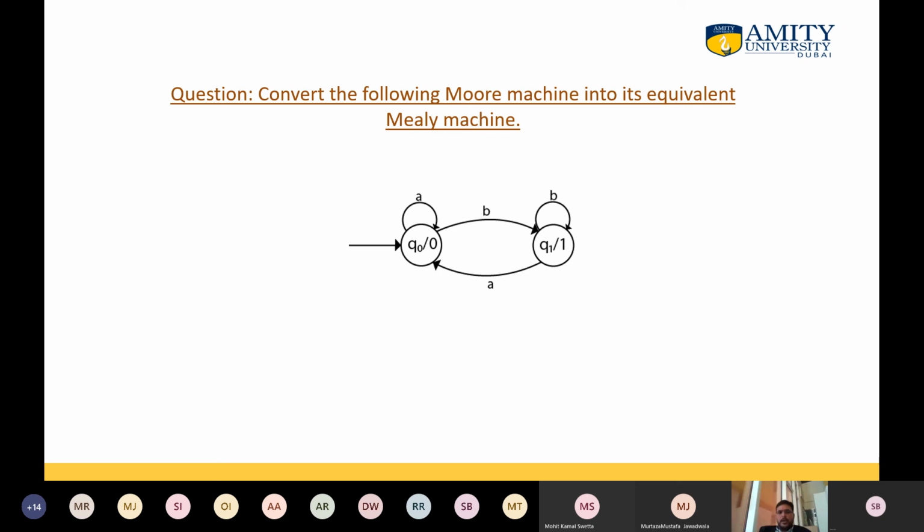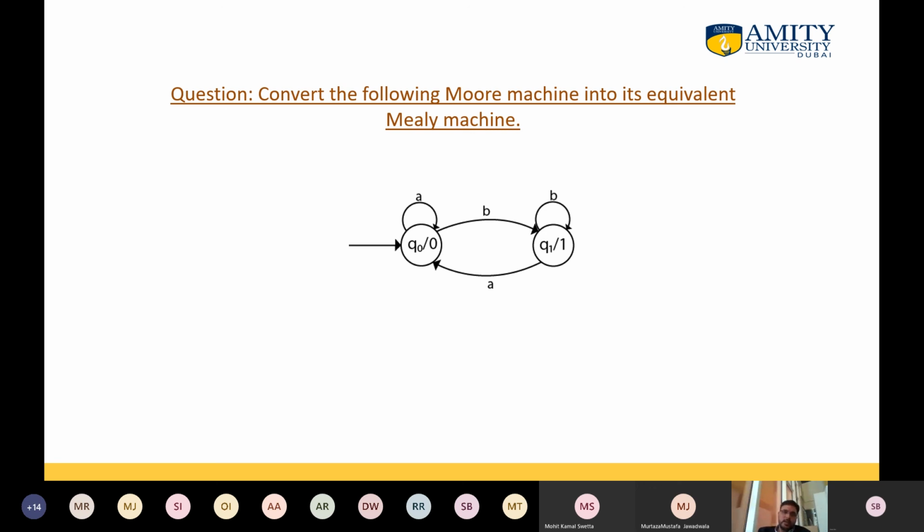Now this is the question. Just see, we are taking only two states, Q0 and Q1. With Q0 output is 0, Q1 output is 1. Okay. From Q0 with input A, you are reaching Q0 only. From Q0 with input B, you are reaching Q1. And from Q1 with input A, you are reaching Q0, and from Q1 with input B, you are reaching Q1 only. So how will you convert that?